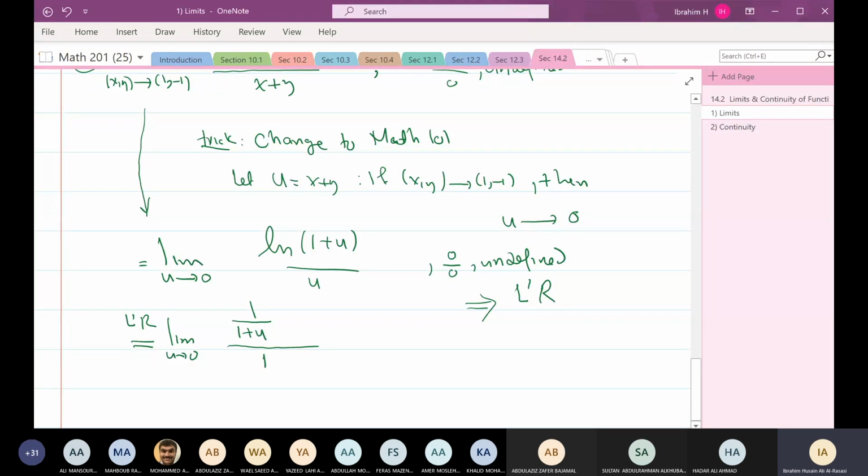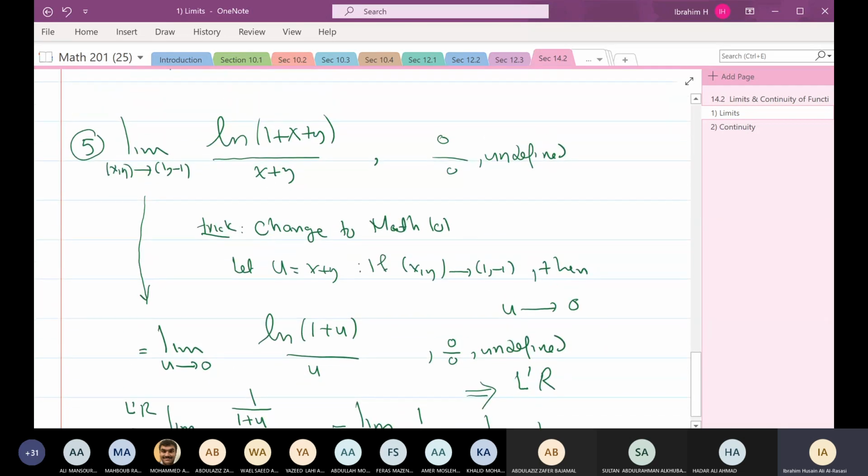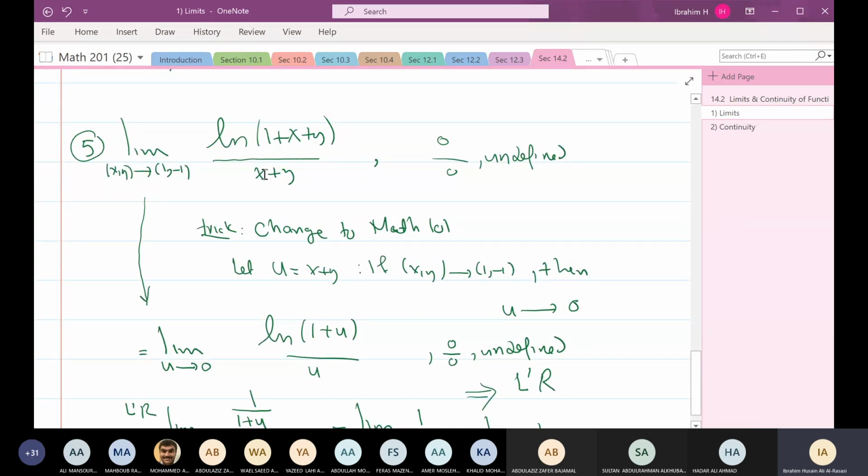Okay, simplify, and the limit as u approaches 0 of 1 over 1 plus u is 1 over 1 plus 0, which is 1. So the limit equals 1. So when you have in the limit a common quantity like x plus y, I can go into one quantity and change my function to a function of one variable. Then you feel happy because you can use L'Hopital's rule here.